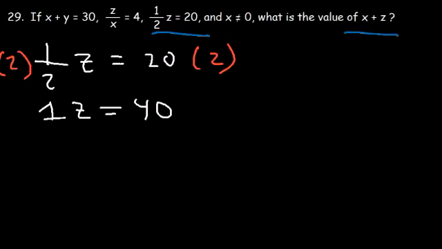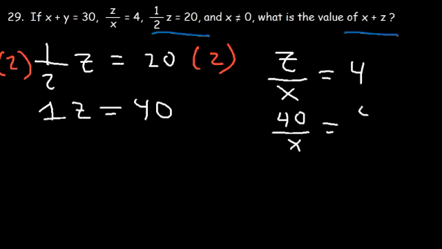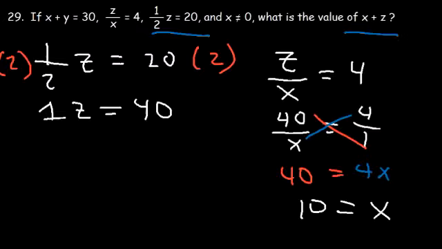So z divided by x is equal to 4. And we know that z is 40, so we have 40 divided by x is 4. Let's cross multiply. I'm going to write 4 as 4 over 1. So 40 times 1 is 40, and x times 4 is 4x. If we divide both sides by 4, 40 divided by 4 is 10, so x is 10.